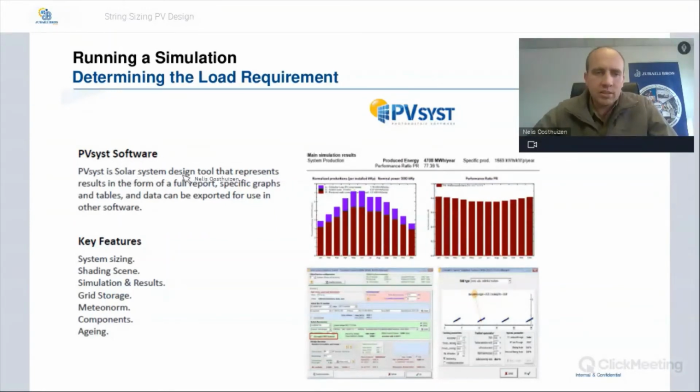So PVSyst is a solar system design tool that represents results in the form of a full report, specific graphs, and tables and data that can be exported for use in other software. Key features: system sizing, shading scene, simulation results, grid storage, Meteonorm, components, and aging.